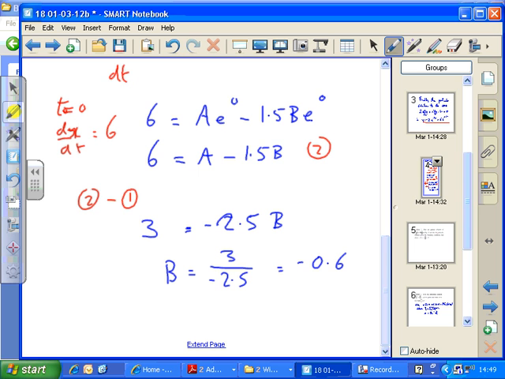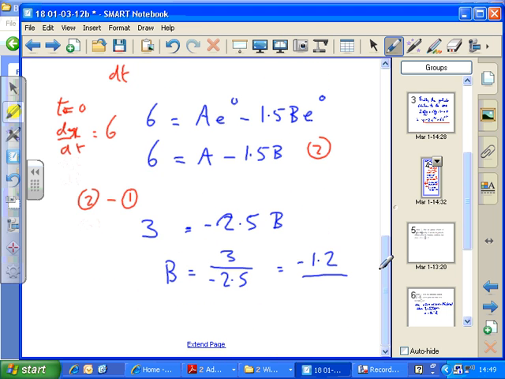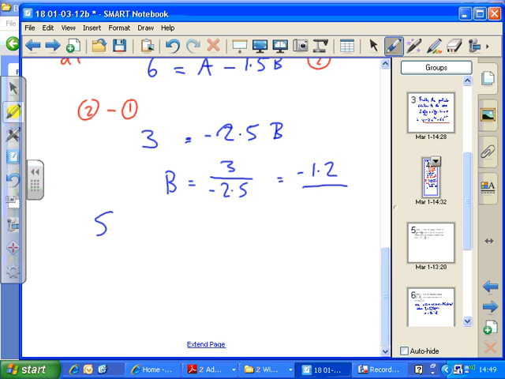Six divided by 5. Sorry, 1.2 minus 1.2. So b equals minus 1.2, and now we can put that back into one of the original equations to find a. So substitute in equation 1, which is probably the easiest.